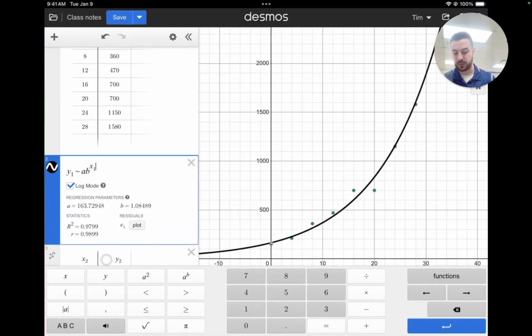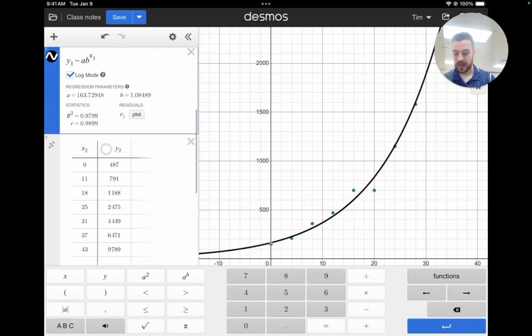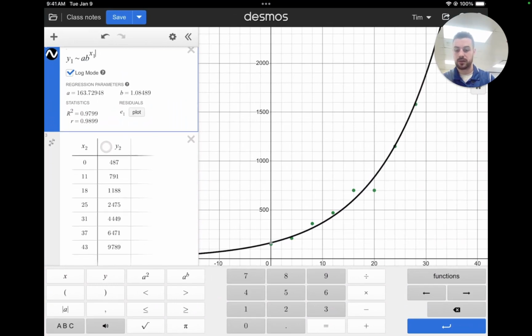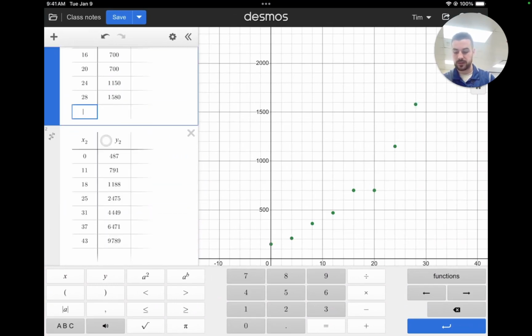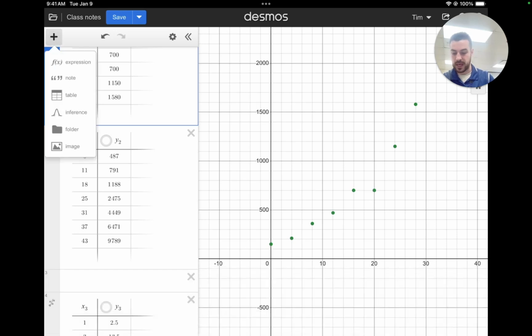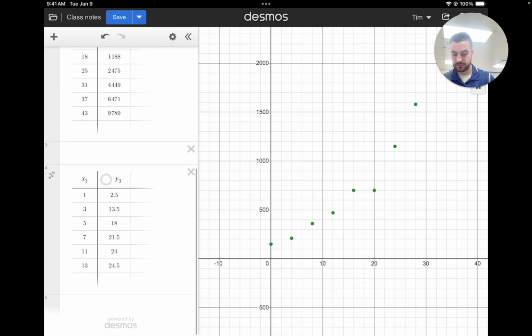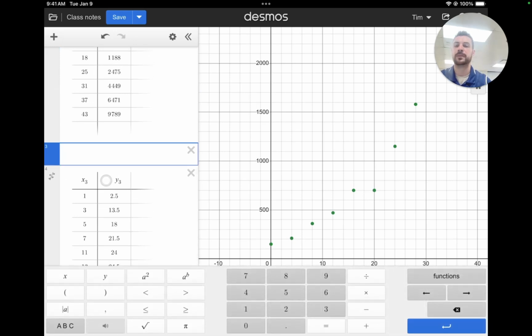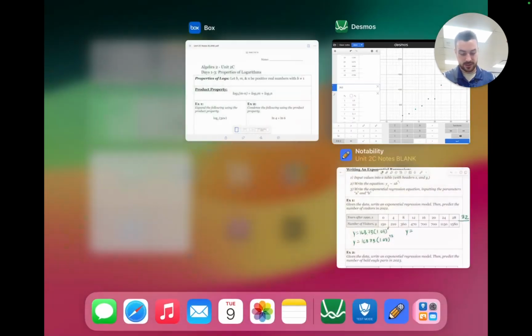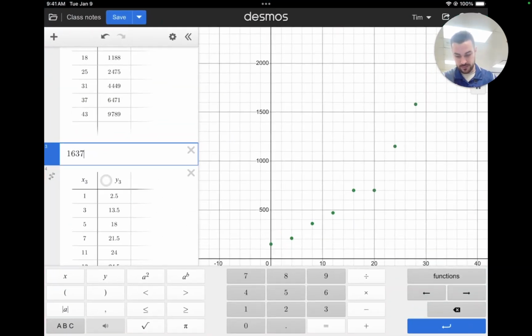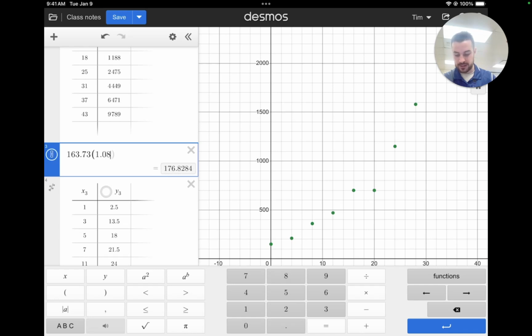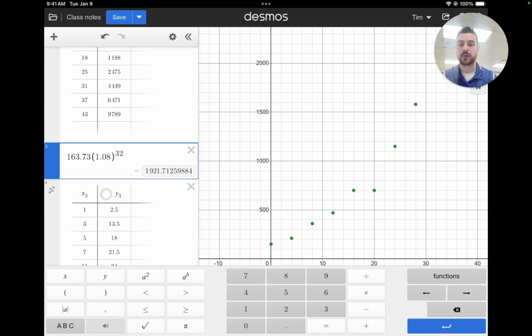If I flip back to our calculator, I can add an extra line somewhere, right there. I can type in 163.73 times 1.08 to the 32nd power, and that gives us 1,921.71.